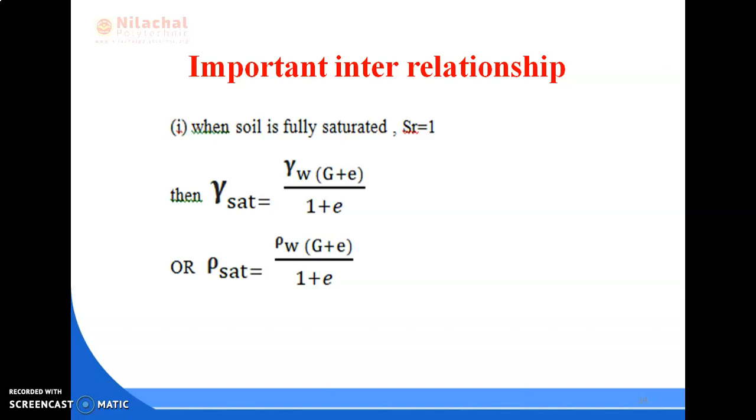In the next lecture we will continue this relationship with other conditions.